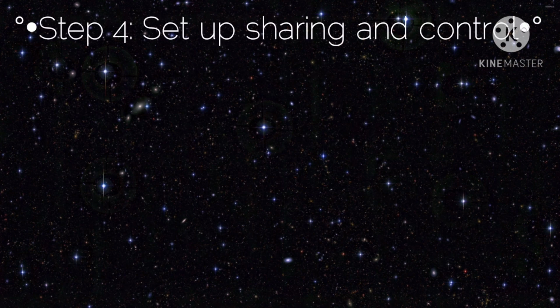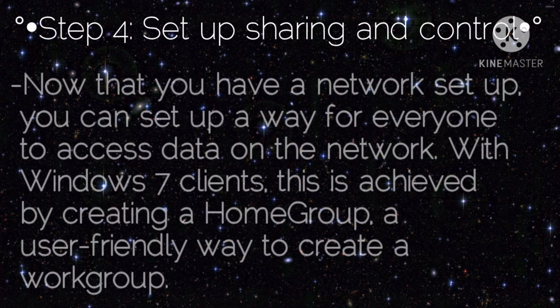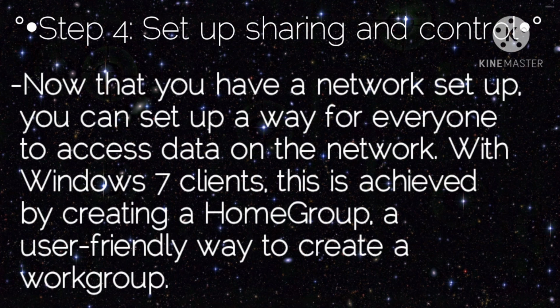Step 4. Setting up sharing and control. Now that you have a network set up, you can set up a way for everyone to access data on the network. With Windows 7 clients, this is achieved by creating a homegroup, a user-friendly way to create a workgroup.